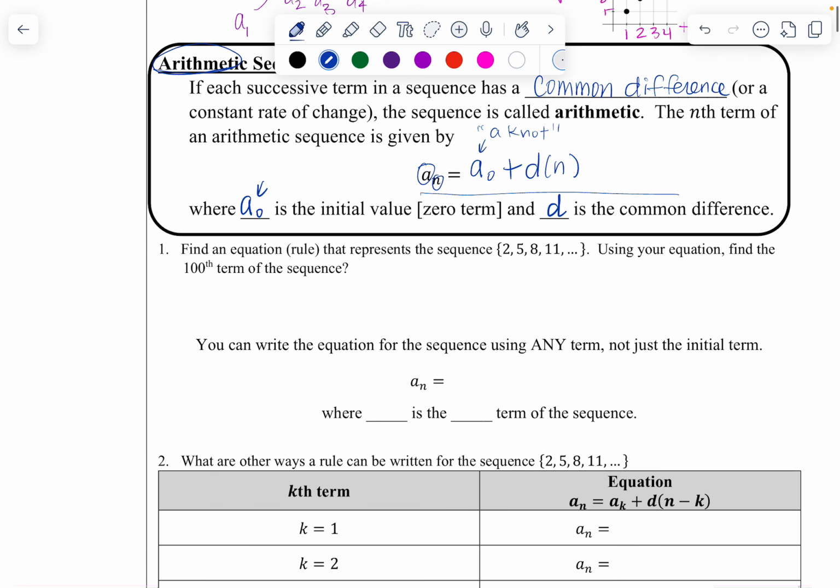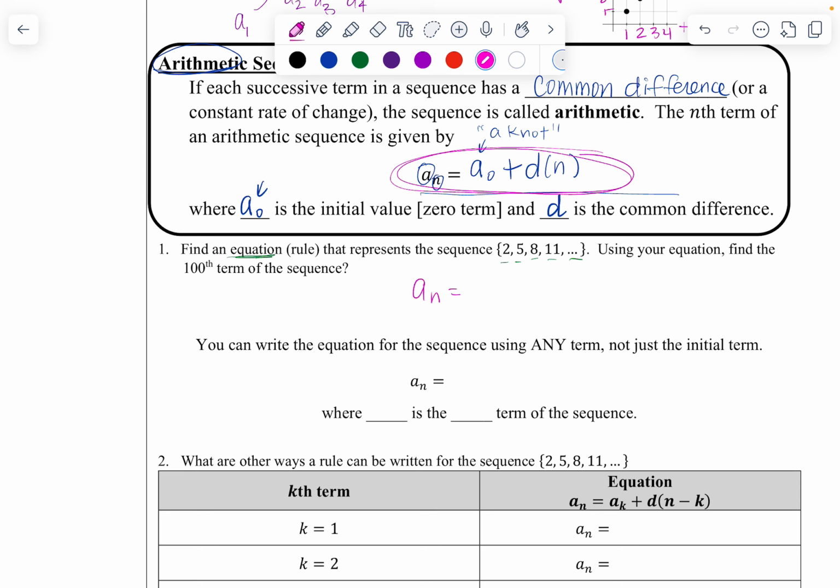So let's talk about what that would actually look like. This says, find an equation or a rule that represents the sequence 2, 5, 8, 11, and so on. This is infinite. Using your equation, find the 100th term of the sequence. So we're going to use what we learned here, that we can find any nth term, to find this, okay?